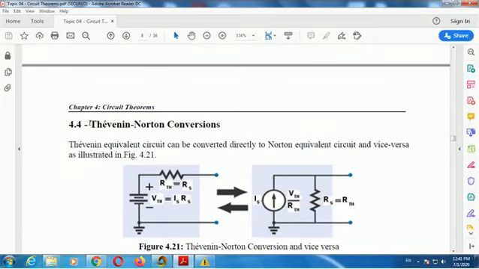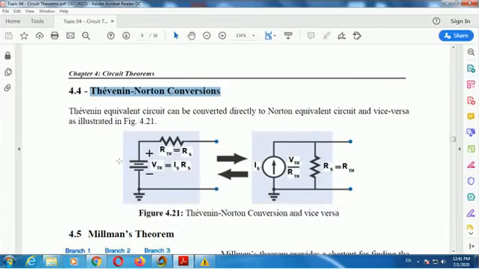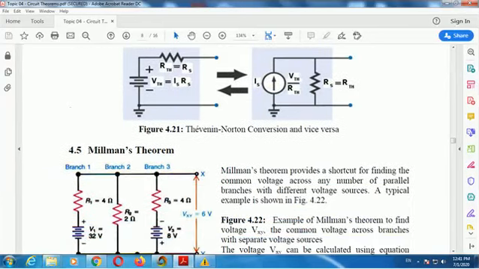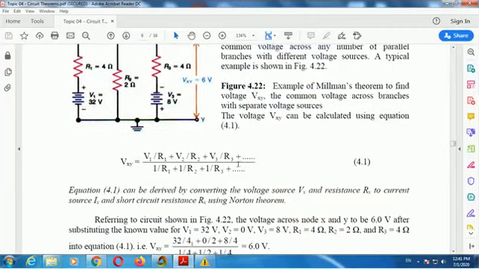Then the Thevenin-Norton conversion. The Thevenin equivalent circuit is a voltage source, and it can convert to a Norton equivalent, using source conversion, the same as normal source conversion. Then the Millman theorem is not inside the syllabus anymore.